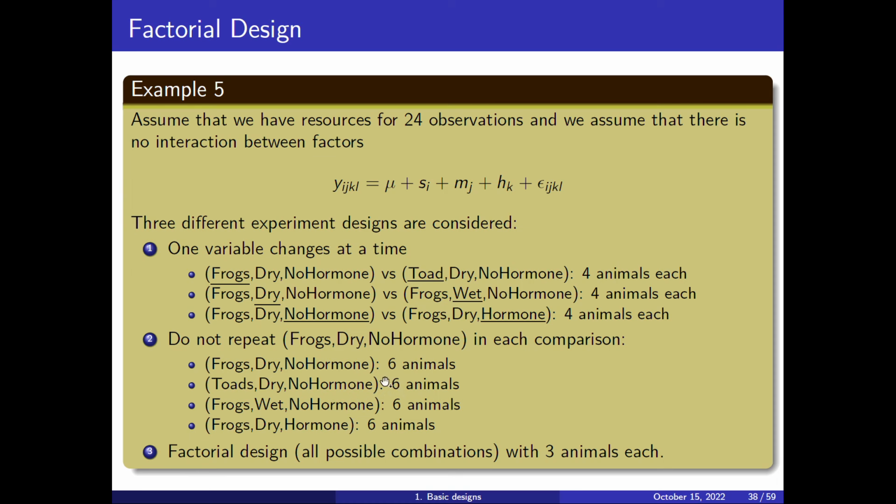The factorial design, if you count here, also has 24 animals. The factorial design considers all possible combinations, with 3 animals in each one of the combinations. So if you count, we have 8 possible groups times 3, so we also have 24 animals. So we have 3 possible designs, and each of them has 24 animals. Is any one better than the other? And the answer is yes.